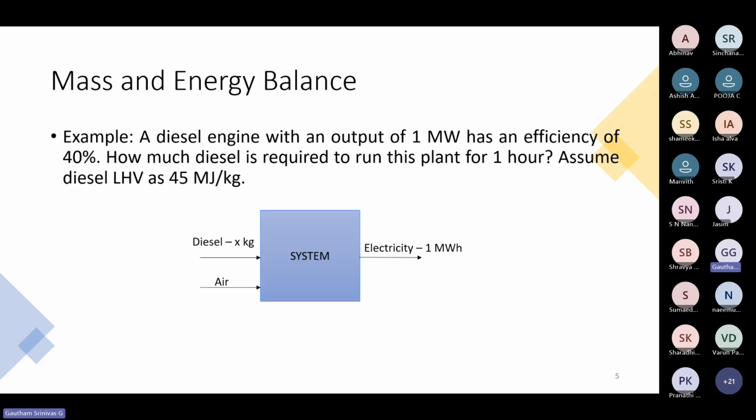So here's an example. You have a diesel engine with an output of 1 megawatt, and it has an efficiency of 40%. How much diesel is required to run this plant for 1 hour? The diesel LHV is given. Can someone tell me how to approach this problem? I just need the approach. I don't want the answer.